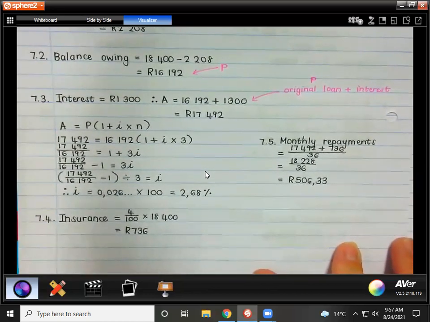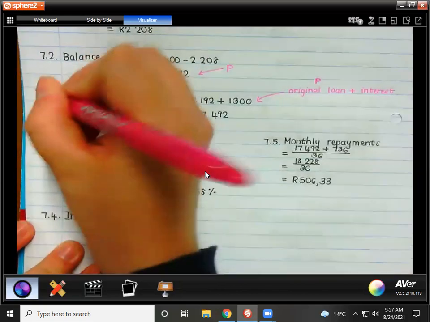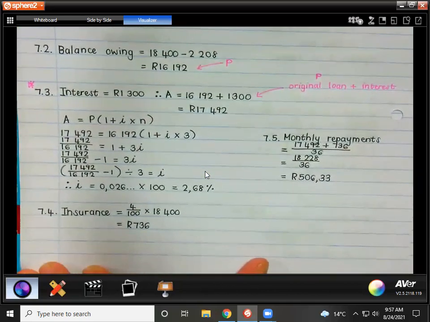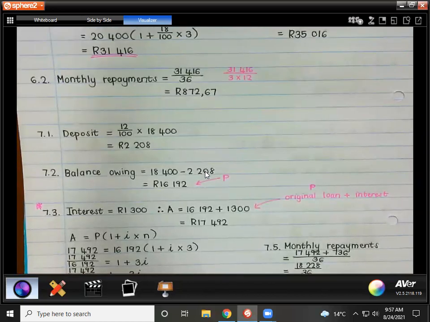So 7.3 is quite difficult. That is definitely a problem-solving question. All right, make sure that you write that down. And then we'll talk about 7.4 and 7.5 because that was also new.